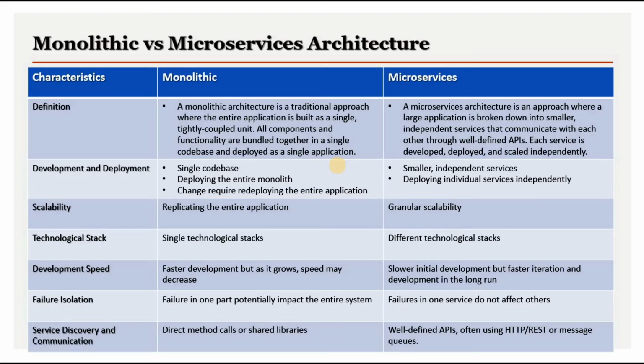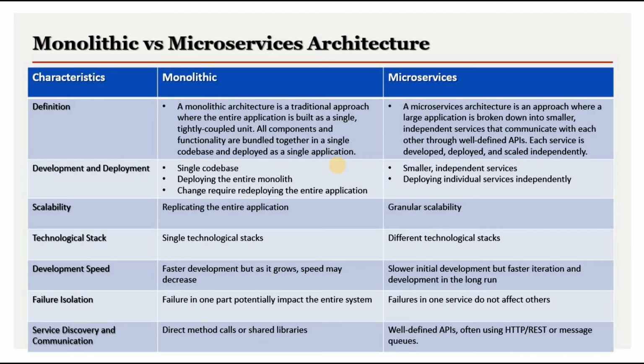And next we have the development speed. So initially faster development, as there is a single code base and development environment for the monolithic architecture. And over time, as the monolith grows, development speed may decrease due to the increased complexity. And in case of microservice, the slower initial development, as some more consideration is needed for service boundaries and communication, but the faster iteration and development in the long run due to the ability to deploy and update services independently.